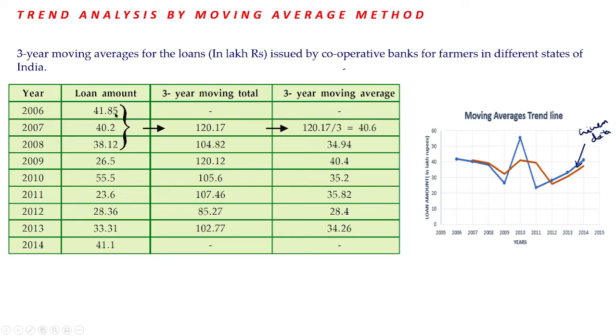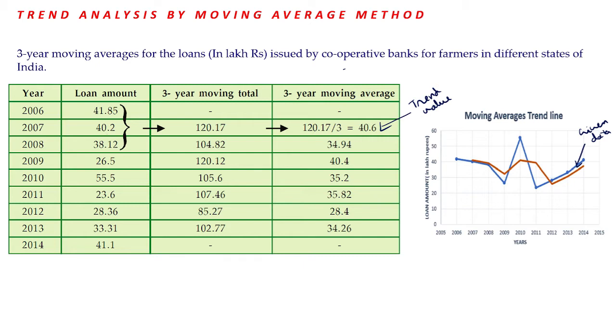The 3-year moving average is nothing but we take the data of the first 3 years and we find the average. So here we have the 3-year moving total. If we add all these, we get the 3-year moving total, and if we find the average of these 3 years' data points, we get the 3-year moving average. So we write the 3-year moving average for the year 2007. So this is the trend value for the year 2007, which is 40.6, and 40.2 is the observed value.